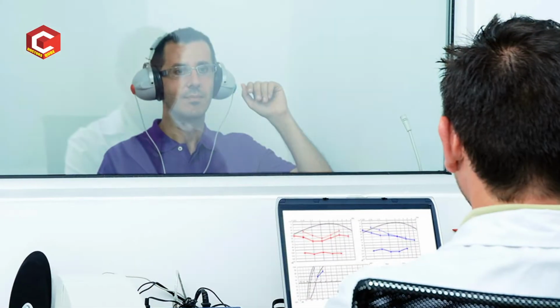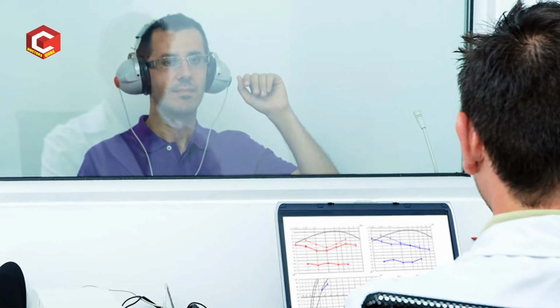In this hearing test, we need a sound treated room. Usually we put headphones on the patient and present different kinds of sounds to the patient, and we take the response of the patient in this test. With this test we will come to know the degree of the hearing loss, the type of hearing loss, and the configuration of the hearing loss.